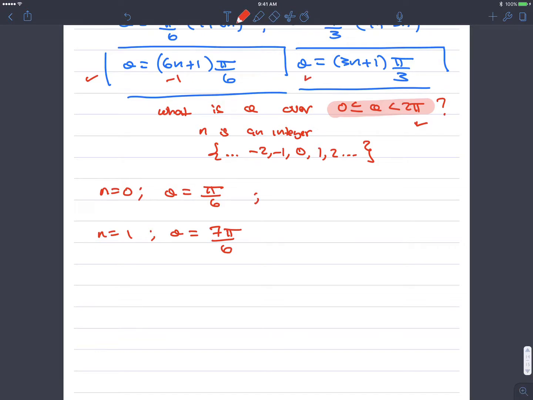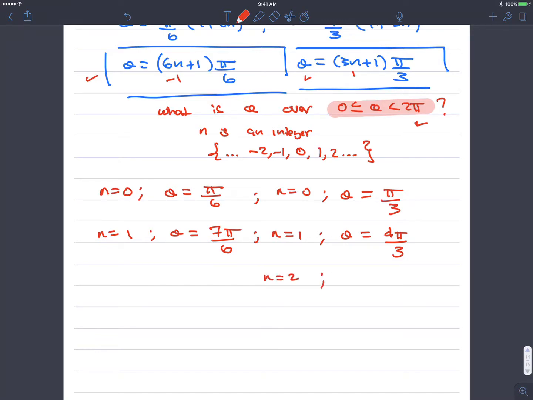Let's go to the second equation. Theta is now, let's say n here is 0 again. If n is 0, what is theta? Plug in 0 here. 3 times 0 is 0, plus 1 is 1. It's pi over 3. Go to the next solution. N is 1. What happens when n is 1 now? 3 times 1 is 3, plus 1 is 4 pi over 3. Is that less than 2 pi? I think so.